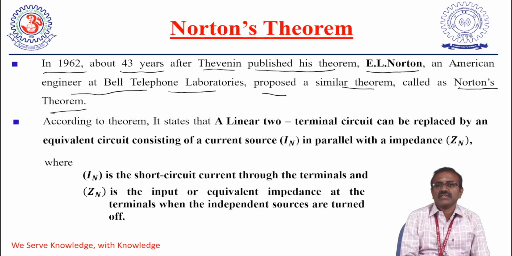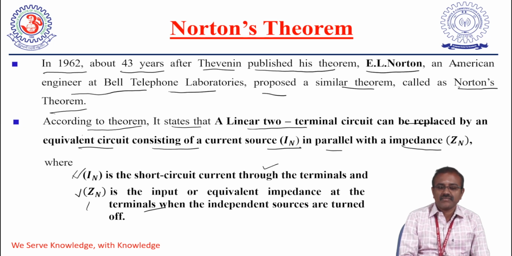What we discussed for Thevenin's theorem was ultimately for voltage. Norton's theorem is applicable for current. That's all. So what is the theorem statement? According to the theorem, a linear two-terminal circuit can be replaced by an equivalent circuit consisting of a current source, that is Norton current IN, in parallel with an impedance, that is Norton's impedance ZN. IN is the short circuit current through the terminals, and ZN is the input or equivalent impedance at the terminals when the independent sources are turned off. So we need to find the IN as well as ZN value.